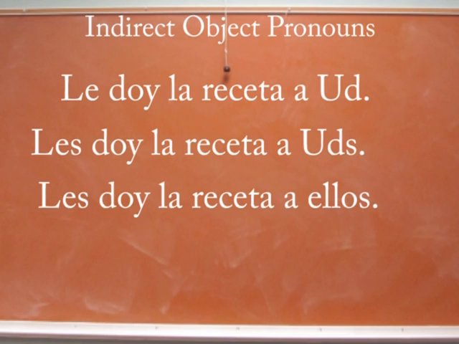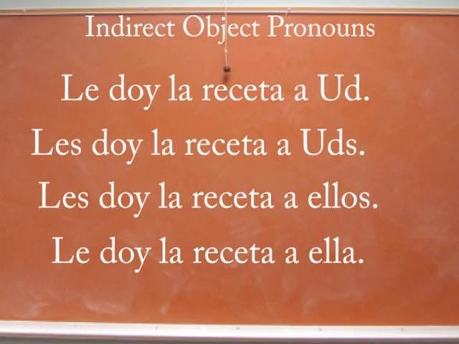We call it clarity and emphasis. Sometimes it's used to clarify. Other times, the object has been established at some point in the conversation, but the speaker just wants to emphasize. So we'll say, le doy la receta a ella. And ella was already established, but the point was just to emphasize her.